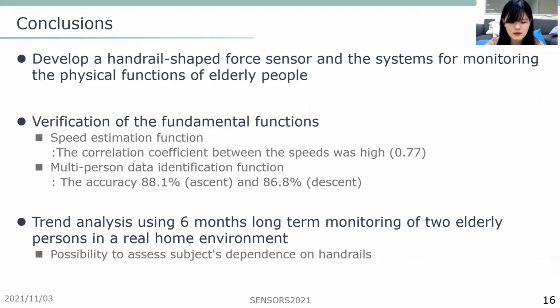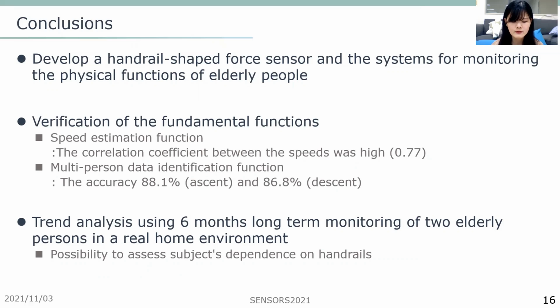Finally, I'd like to conclude my talk with a short summary of our study. The objective of this study is to develop a Handrail-shaped force sensor for monitoring the physical functions of elderly people. To verify the effectiveness of the speed estimation function, we conducted an experiment in a laboratory. The correlation coefficient between the speeds was high. Also, to verify the multi-person data identification function, we acquired ascending and descending data of 2 elderly people in a real environment. The accuracy of individual user recognition was 88.1% for ascent and 86.8% for descent.